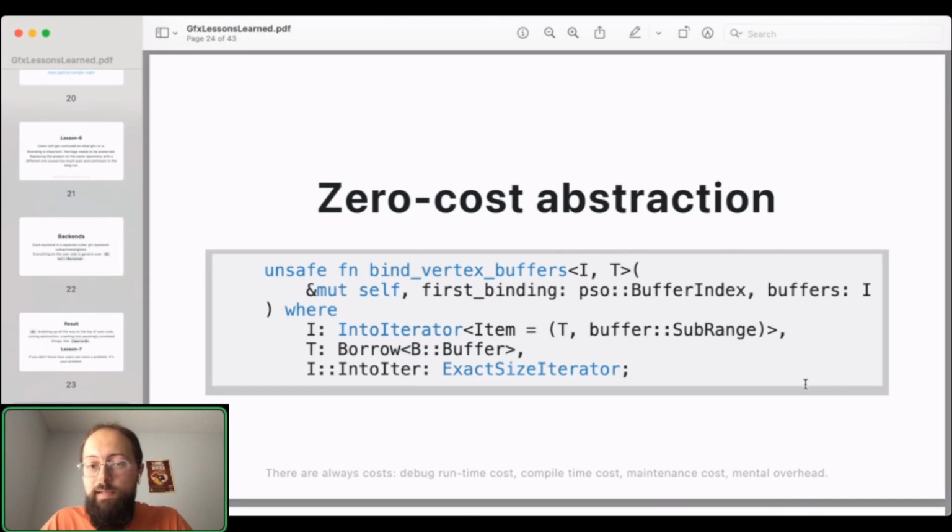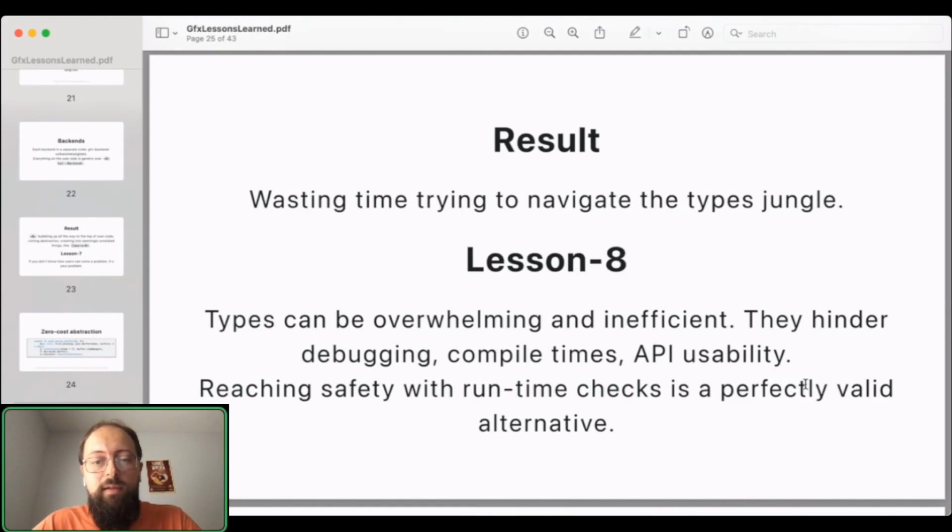So why is there not zero cost abstraction? Because there are other costs. Like I mentioned, there is a debugging runtime cost. Debug runtime gets slower if you have generics. Then there is a compile time cost and maintenance cost, which is very important for me as a maintainer, because there was a lot of code. We wasted a lot of time navigating that code. And users looking at the documentation, figuring out why it doesn't accept what they pass in, they all wasted a lot of time. This was not worth it, I think.